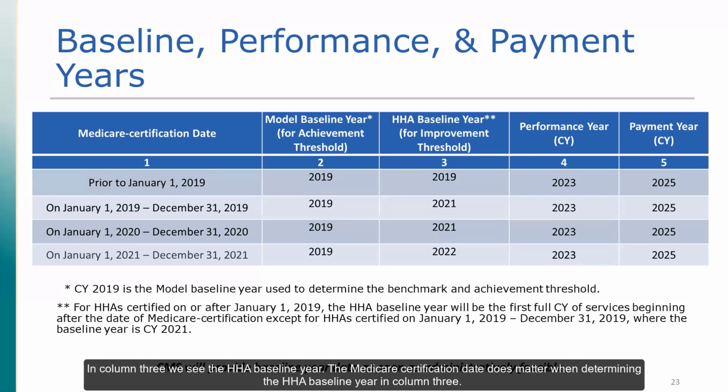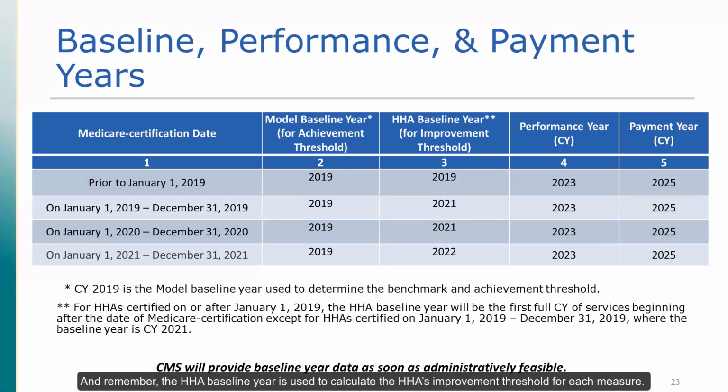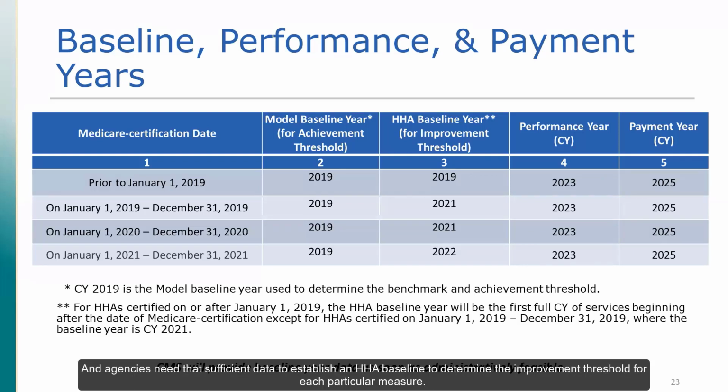In column 3, we see the HHA baseline year. The Medicare certification date does matter when determining the HHA baseline year in column 3. So for agencies that are certified on or after January 1st, 2019, the HHA baseline year for a measure is going to be that first full calendar year of services following the date of the agency's Medicare certification. And remember, the HHA baseline year is used to calculate the HHA's improvement threshold for each measure. And agencies need that sufficient data to establish an HHA baseline to determine the improvement threshold for each particular measure.